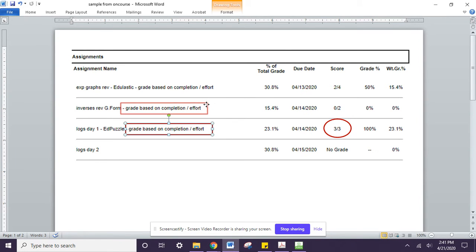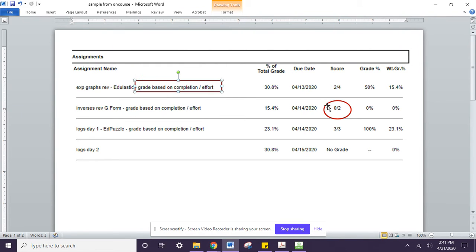If you have something that's graded based on completion and effort, and you see a 0 out of 2 or 0 out of 3 or 0 out of 4, what that indicates is I did not receive that assignment from you, and I will have emailed you or sent you a message through a Google assignment. So if you ever see a 0 on something, it means I did not receive it. You should go check your email and follow up so we can get you marked present for the day and get you credit for that assignment.